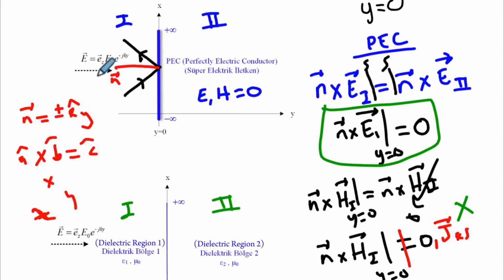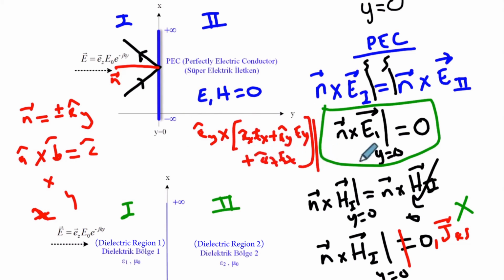What was our n? We decided it was Ey. Ey cross E? What is inside E, friends? Let's open a parenthesis like this. We know that Ex plus Ey plus Ez equals 0. I couldn't fit this part, sorry.